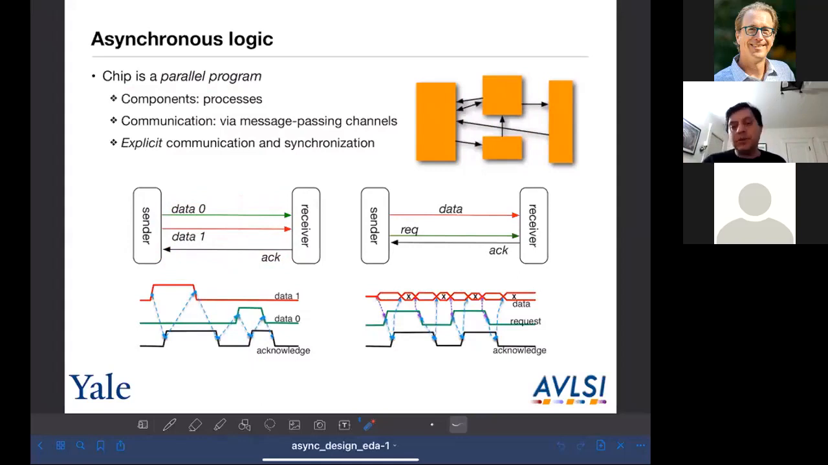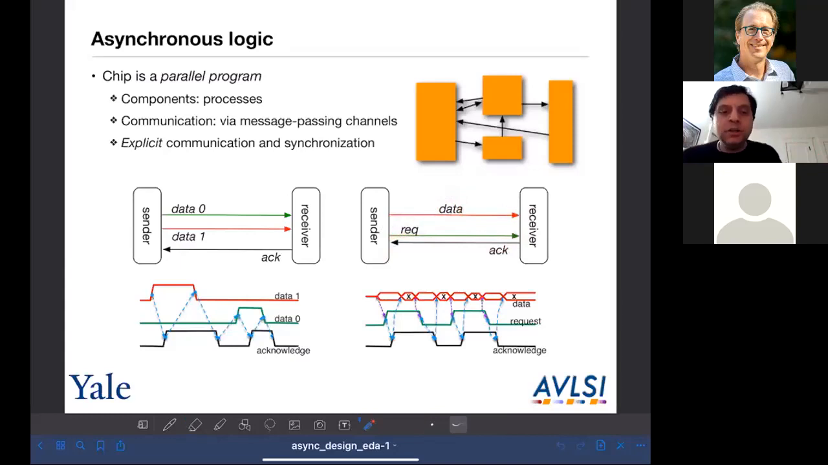Another very popular protocol is called the bundled data protocol. In this protocol, what happens is you've got request and acknowledge, so this is used for synchronization. And then there's a collection of data wires, but this protocol requires a timing constraint, which is that when I say there is new information, when the request goes high, the value of the data wires has to be stable, so the receiver can then correctly sample the data, right? So now that's a timing constraint.